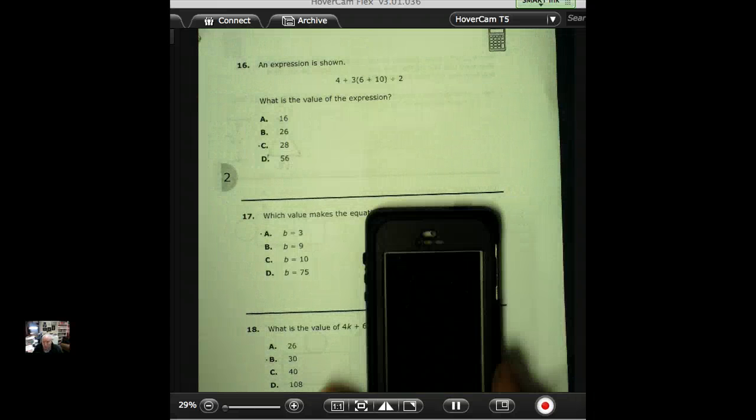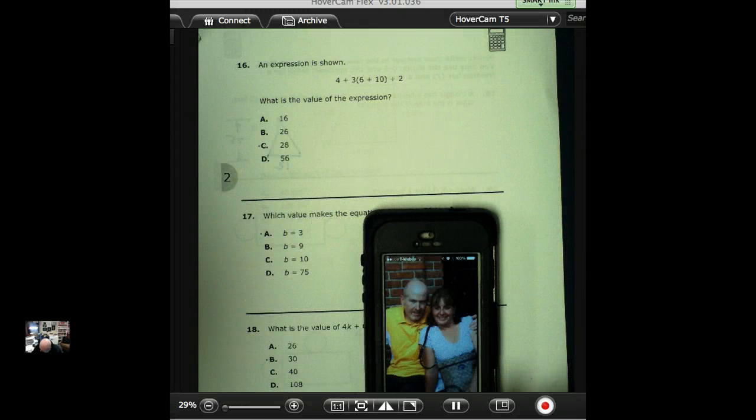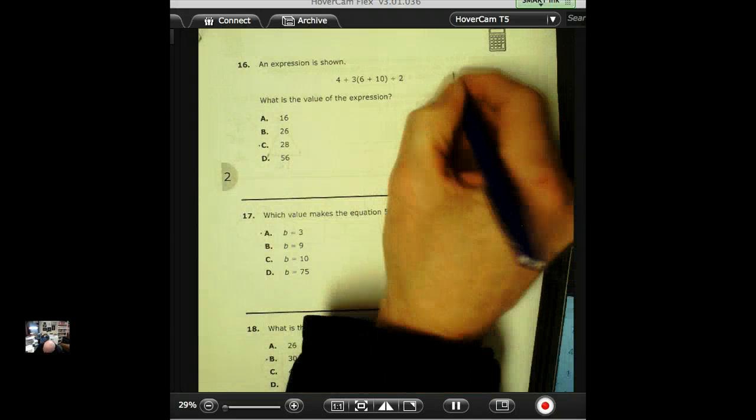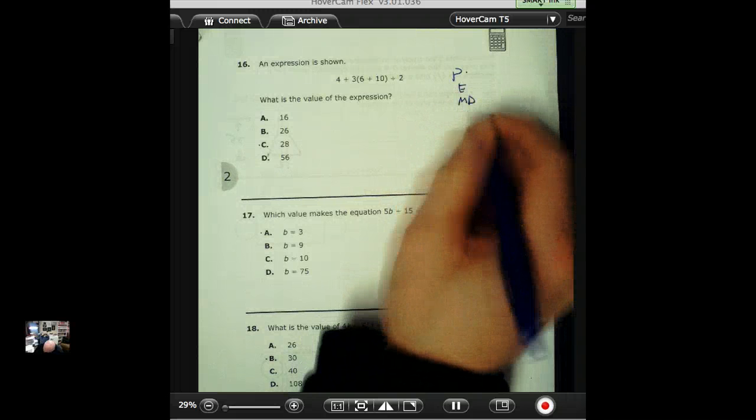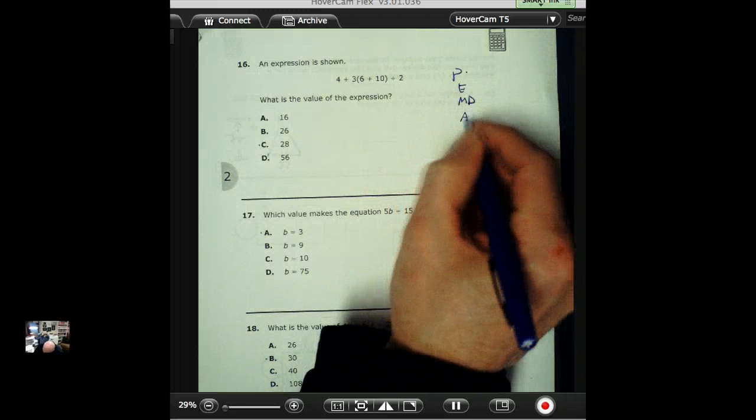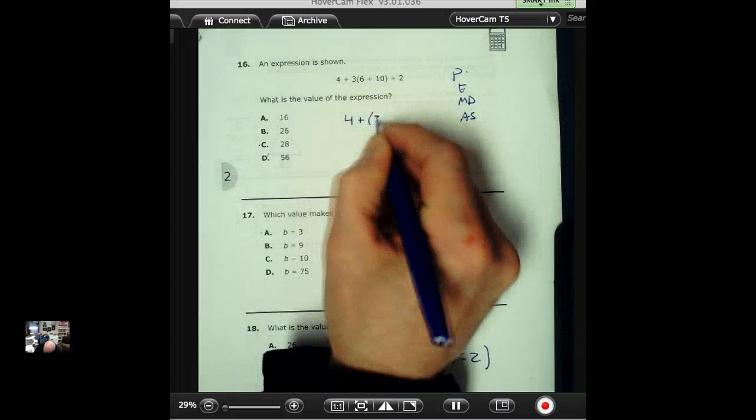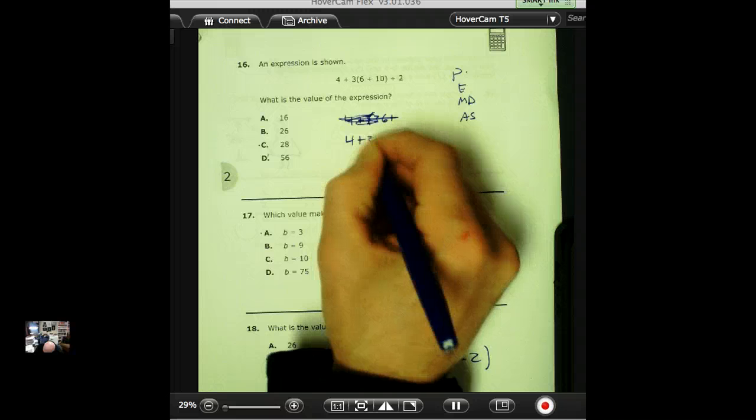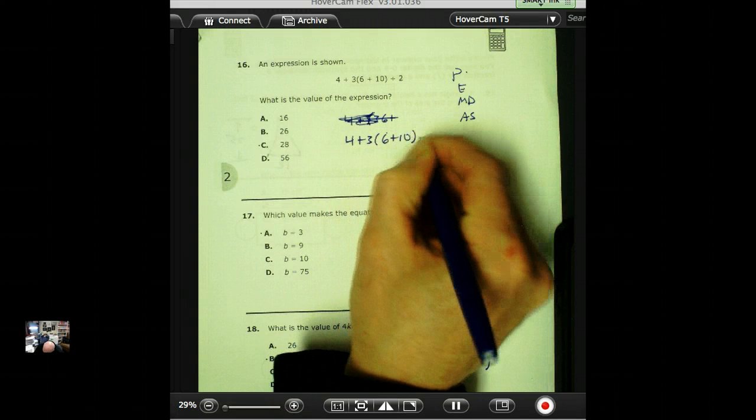Okay, here's an expression. This looks like order of operations, and we can use our calculator here. I don't think I'm going to need to. The numbers look pretty small. So order of operations, PEMDAS: parentheses, exponents, and then multiplication or division, first come, first serve, and addition, subtraction, first come, first serve. So I'm going to rewrite this. Whoops, I did that wrong. I'll just rewrite it. 4 plus 3, we have the distributive property here, 6 plus 10 divided by 2.